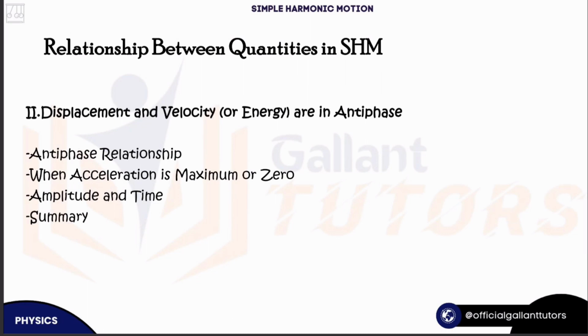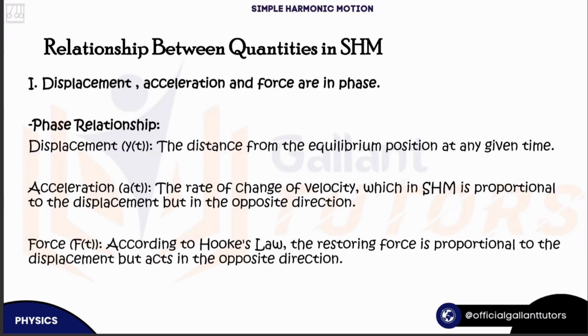Also, the second part is displacement and velocity or energy, and the reason why they are antiphase. That is, they are not in sync. So we're going to discuss their relationship together. Scenario when acceleration is maximum or zero. Also amplitude and time in relation to what we are discussing, and also key points you have to take home. Is that clear?